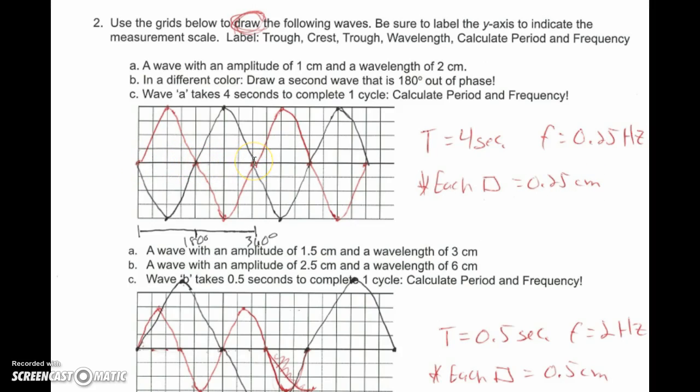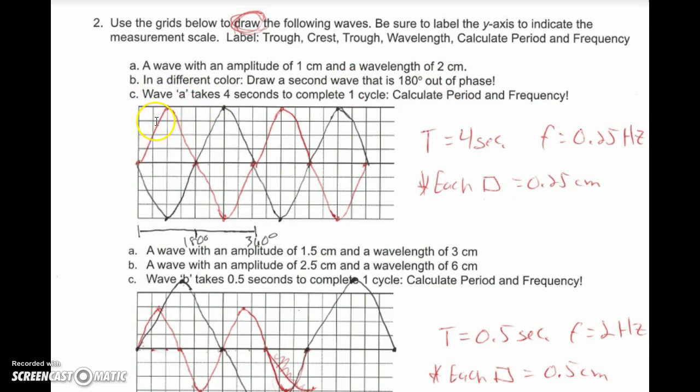is 1 full wavelength. Here you'll see that I drew 2 full wavelengths, and we need some practice with this. In this case, the wave with an amplitude of 1 centimeter is drawn in red with a wavelength of 2 centimeters. In a different color, black, I drew a second wave that's 180 degrees out of phase with the first one.